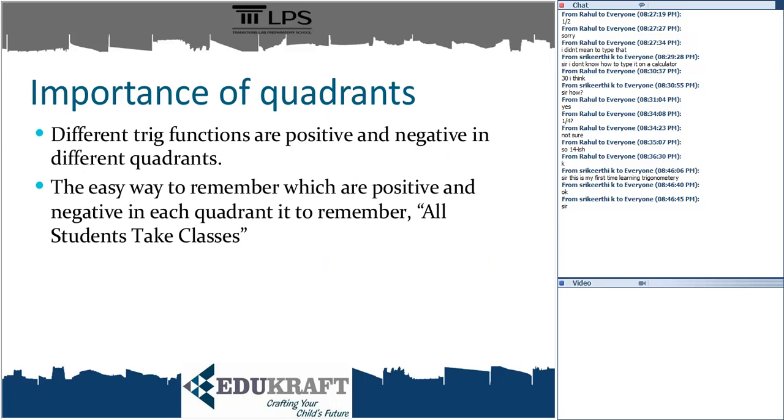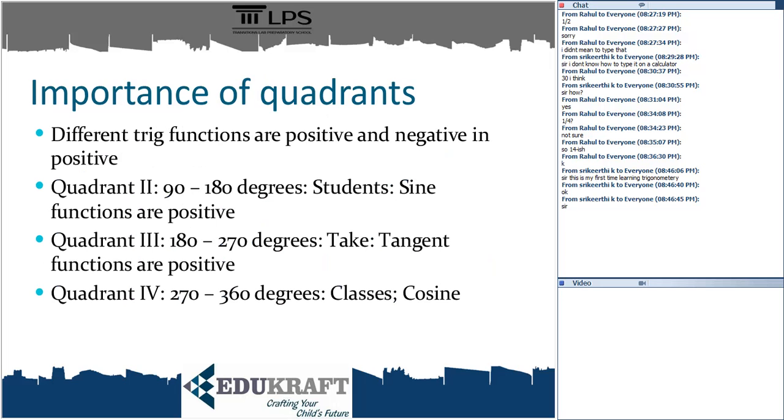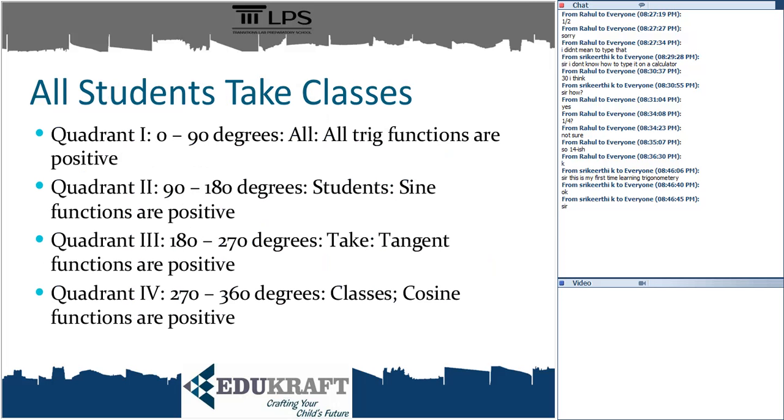Different trigonometric functions are positive and negative in different quadrants. The easy way to remember which are positive and negative in each quadrant is to remember: all students take classes. Okay, so what does this mean actually? In the first quadrant between 0 and 90 degrees, all trig functions are positive. Between 90 and 180, students, that is the sine function is positive. Between 180 and 270, the tangent functions are positive, and between 270 and 360, the cosine functions are positive.